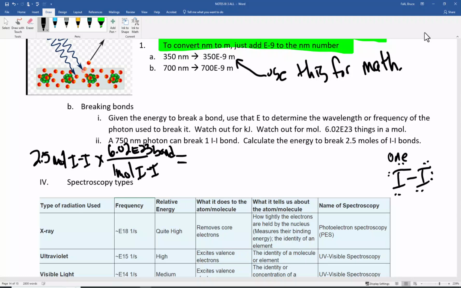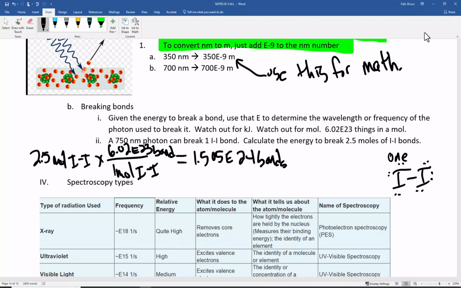So that means I didn't do this the way that I wanted to. Let me grab my calculator. I know, shame on me for not having my calculator ready. Now it's ready. All right, so 2.5 times 6.02 E23 is 1.505 E24 bonds. Now here's the thing.